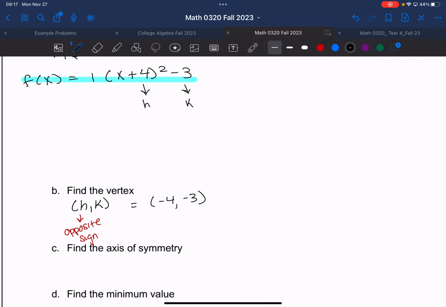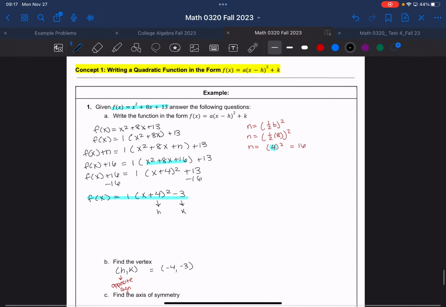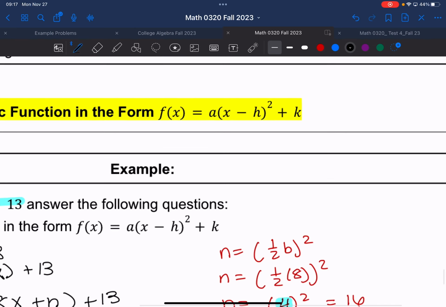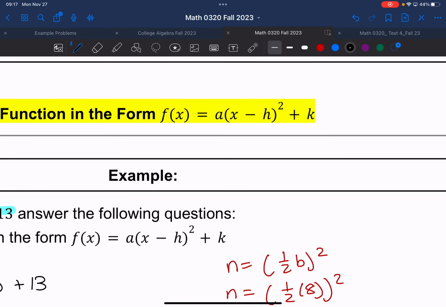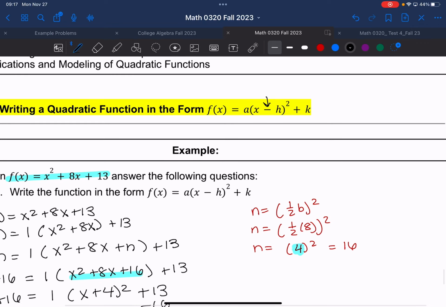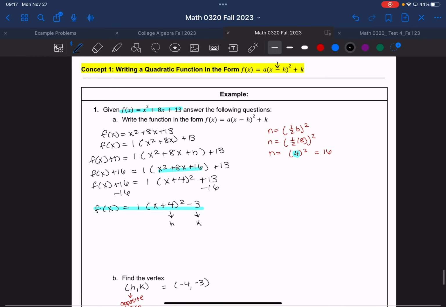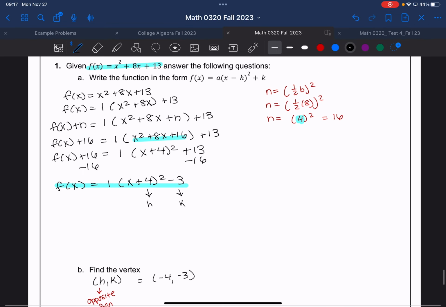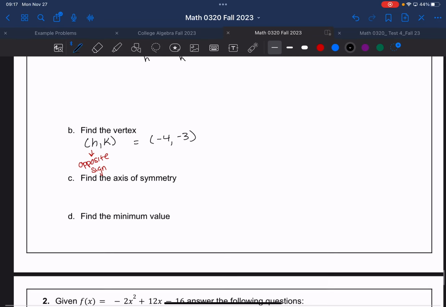The reason for that is if we go back up to our original formula, notice how we have a negative in our formula. Right here, this negative. So that's why we always just do the opposite sign of whatever the number is, because of that formula. Okay.